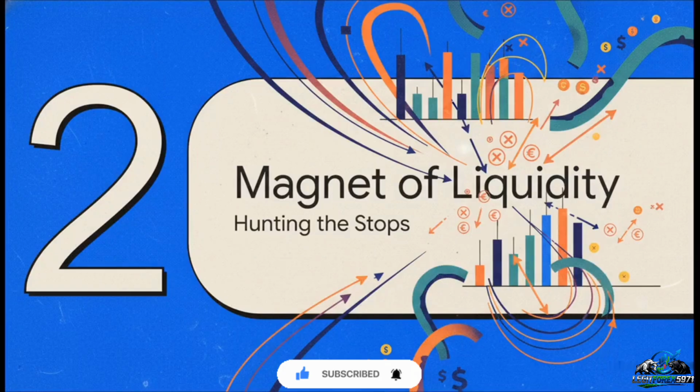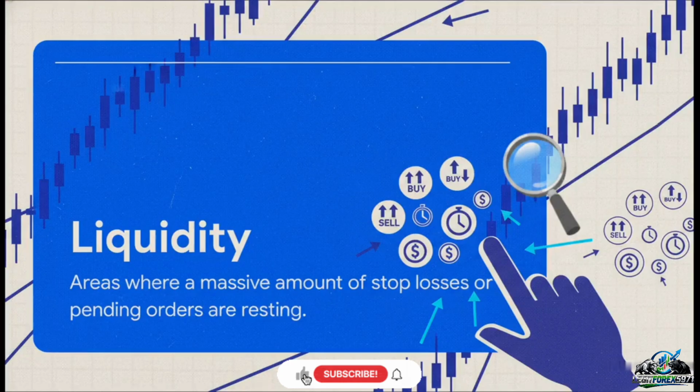Moving on to Section 2, the magnet of liquidity, hunting the stops. All right, now that we know how price moves, we really need to understand why it moves to very specific areas. And the answer to that is liquidity. Basically, liquidity represents areas in the market where a massive amount of stop losses or pending orders are just resting.